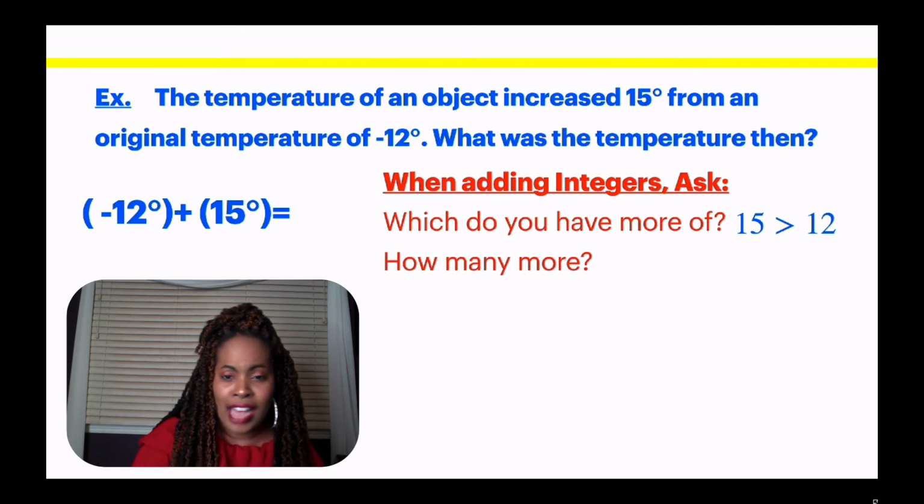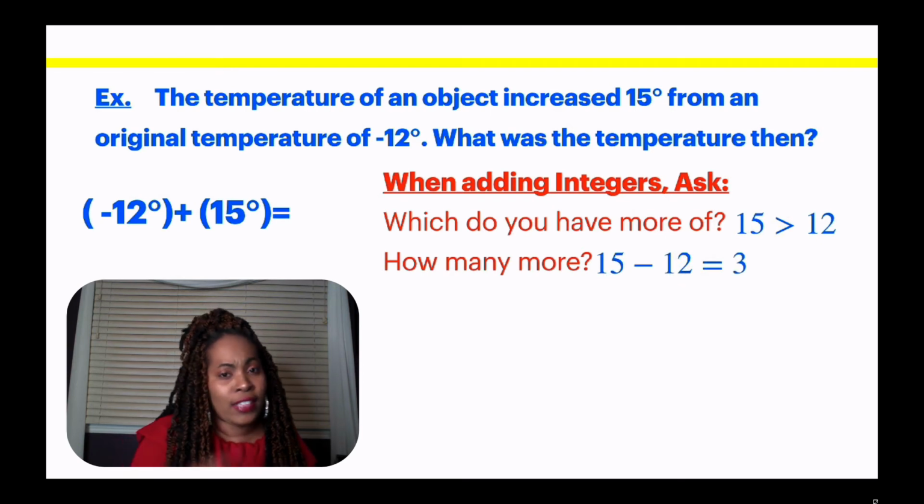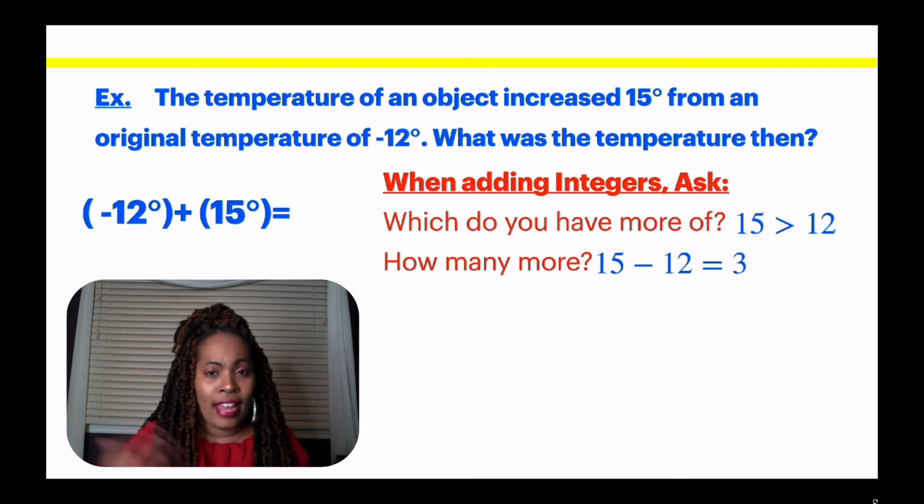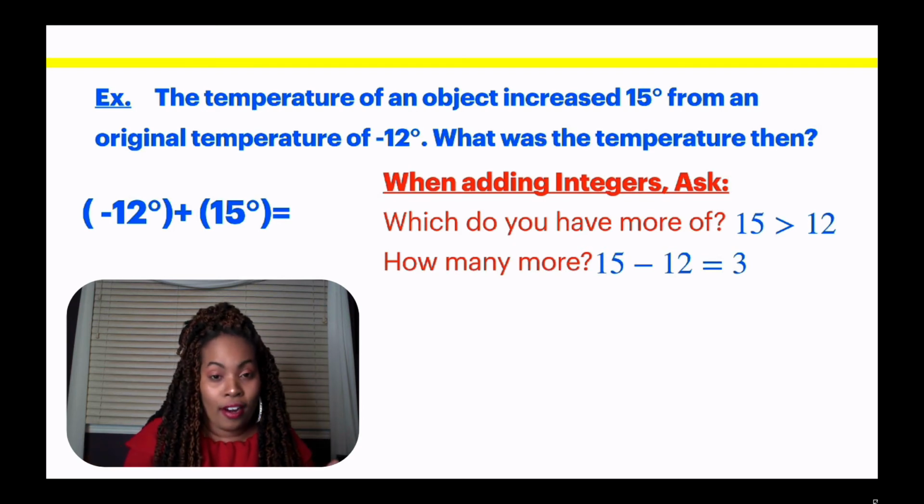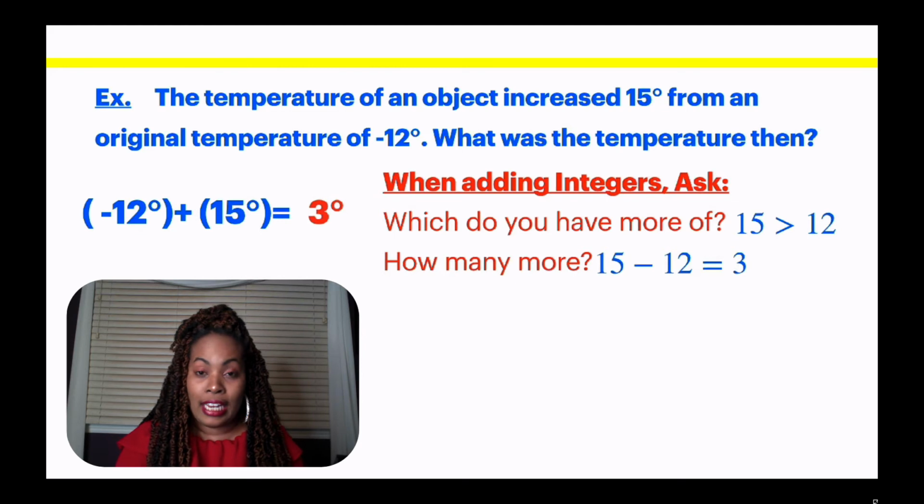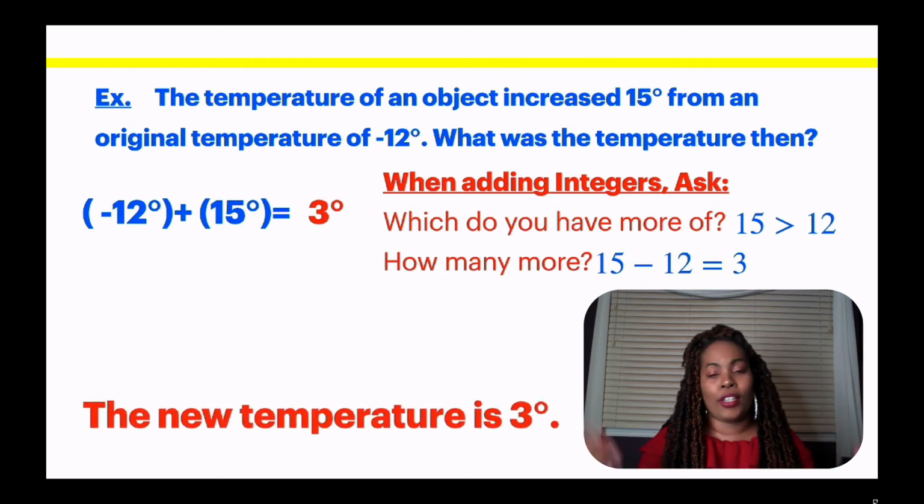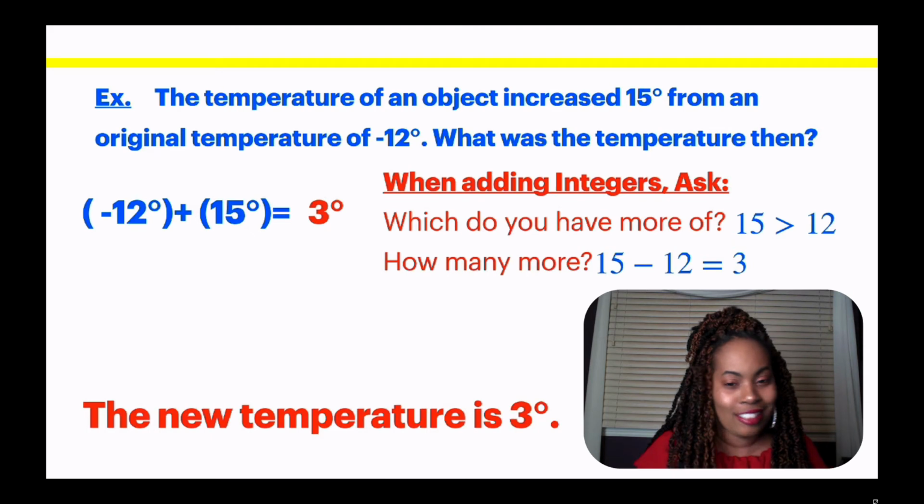Now, the next question is, how many more do we have? And you can simply figure that out by doing 15 take away 12. That's 3. So we have 3 more. And we know that the answer is going to be a positive 3 more. So technically, that's 3 degrees. Okay? But remember, we have to answer the question. So what was the temperature then? The new temperature is 3 degrees.